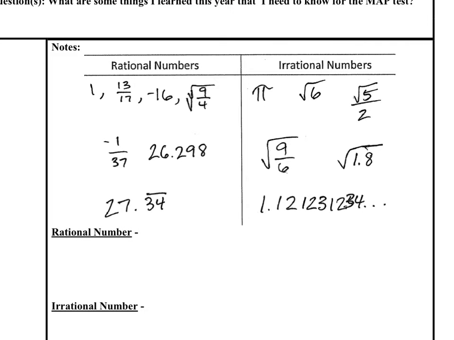On the left, you'll see a bunch of examples of rational numbers. These are like normal numbers. They're not crazy. They usually have patterns. They're predictable. And then on the right, we have irrational numbers, which are crazy. They go on forever. They never repeat.